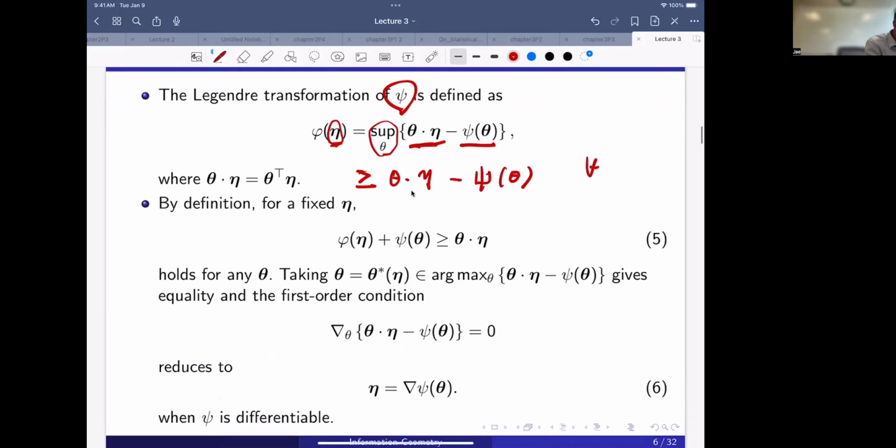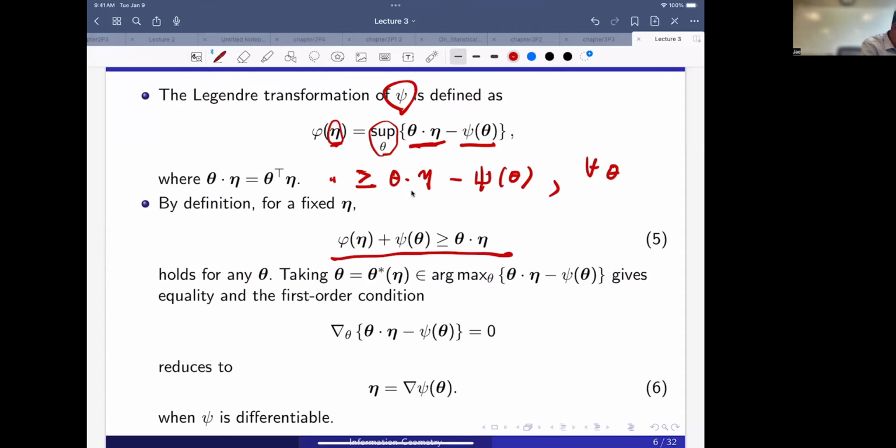For any theta, because of the definition of supremum. And so this means that we will have this one, right? Which will imply this one.